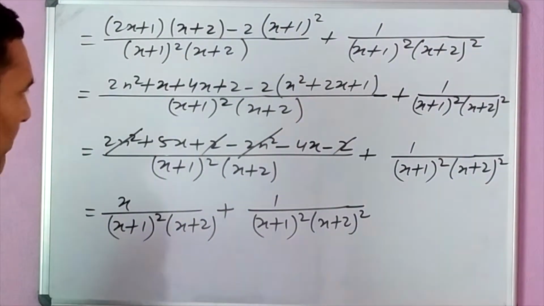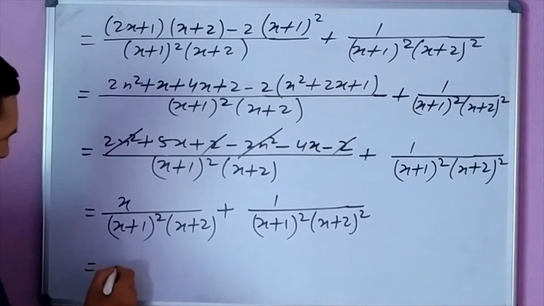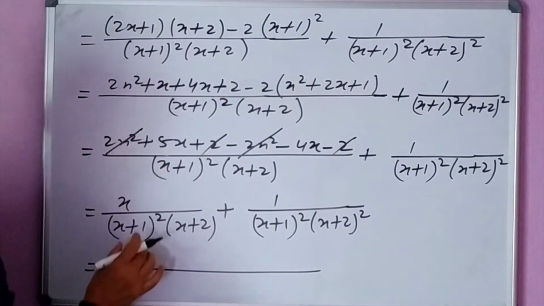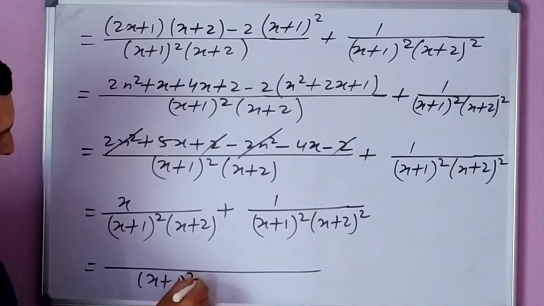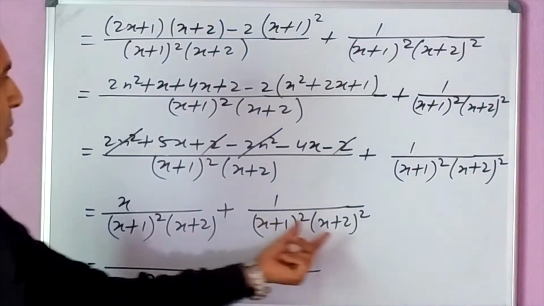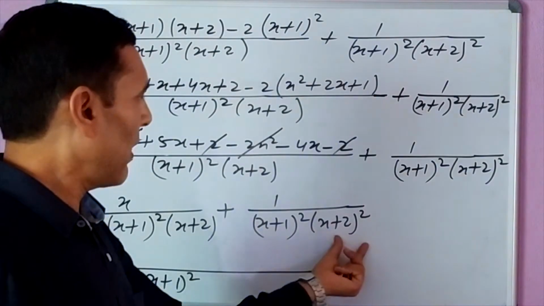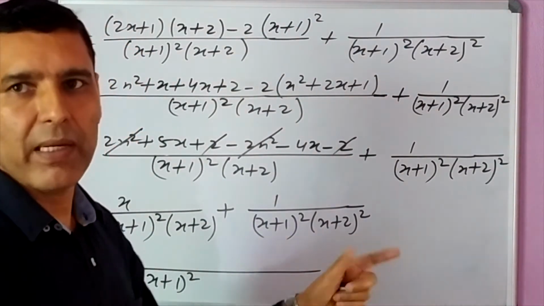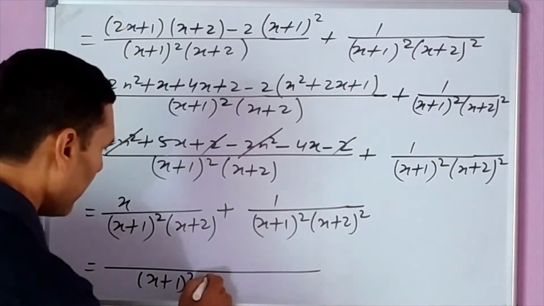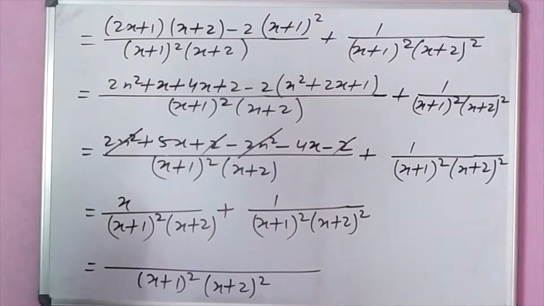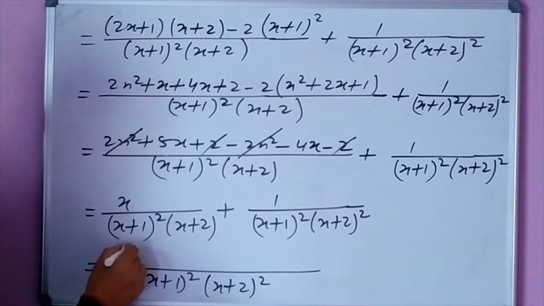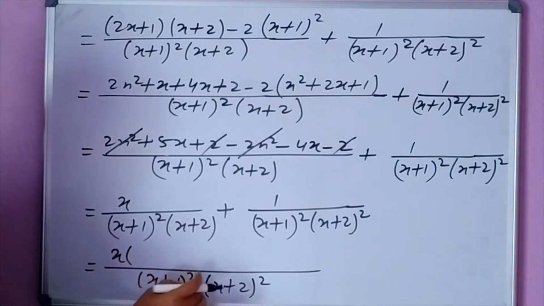So what is the LCM? (x+1)^2, (x+1)^2 is common. x+2, x+2, one x+2 is common, again one x+2 will be remaining there, so finally it is again (x+2)^2. So our final LCM is (x+1)^2 (x+2)^2. So with this x, what will be remaining here? x+2.